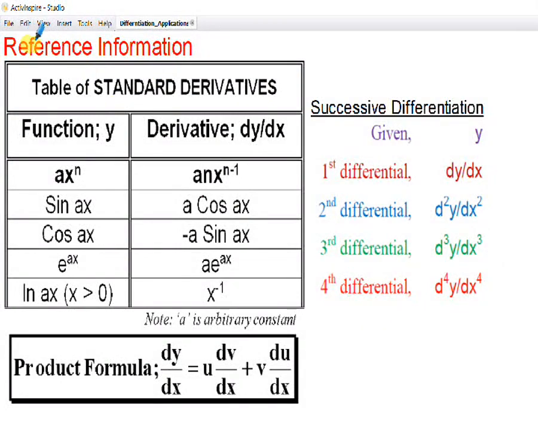Some reference information here. Obviously standard derivative tables we'll be using. We have our standard function of y and our derivative dy by dx here. The use of the product formula for non-standard differentials, dy by dx is equal to u times dv dx plus v times du dx, the product formula there, and also awareness of successive differentiation. Given a function of y, we can find the first differential, dy by dx, or function dash x, and the second differential, d2y by dx squared, or function double dash x.